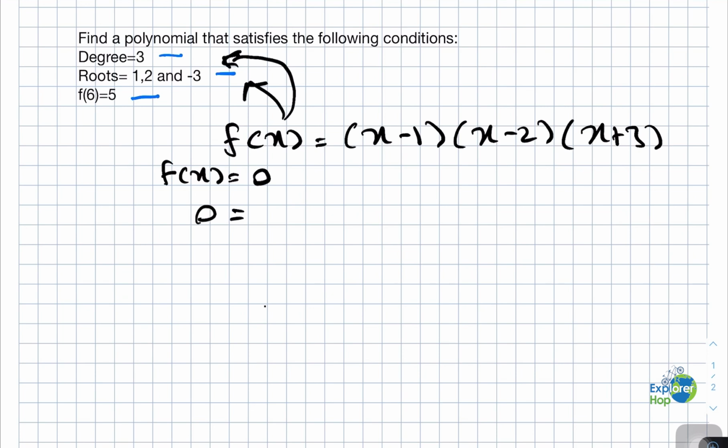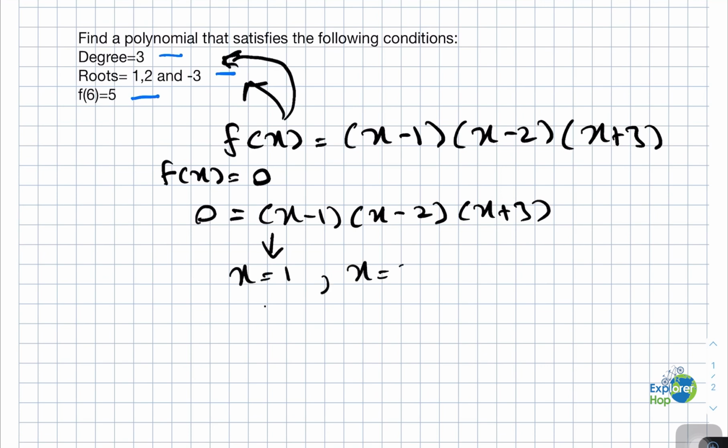So we can solve that, 0 is equal to x minus 1, x minus 2, and x plus 3. This would give us x is equal to 1, x is equal to 2, and x is equal to minus 3.